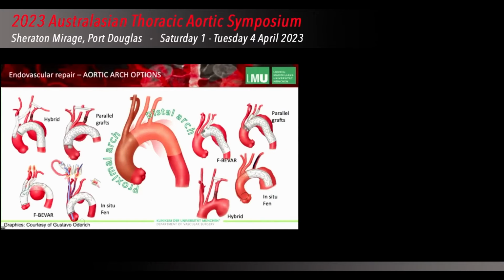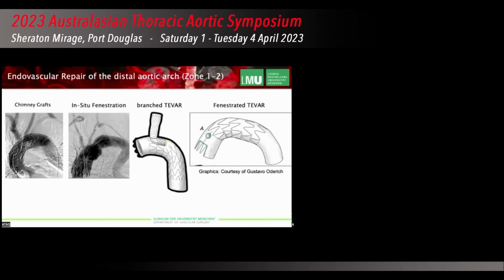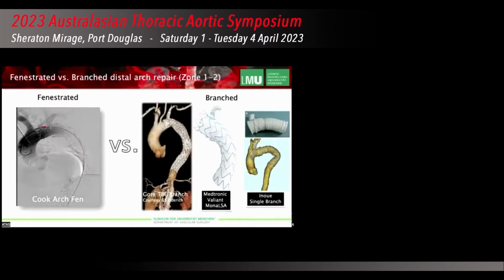friendly environment. And the endovascular options that we have are multiple, and one has to, of course, differentiate between the distal arch and the proximal arch, because there are two different animals. For the distal arch, the most common devices that we have been using are the single retrograde branch and the fenestrated devices, while chimneys and in-situ fenestrations are more bailout solutions.